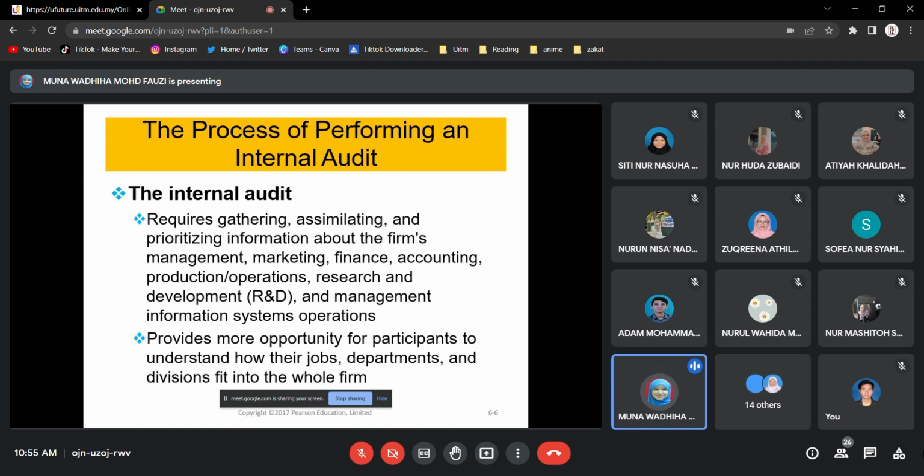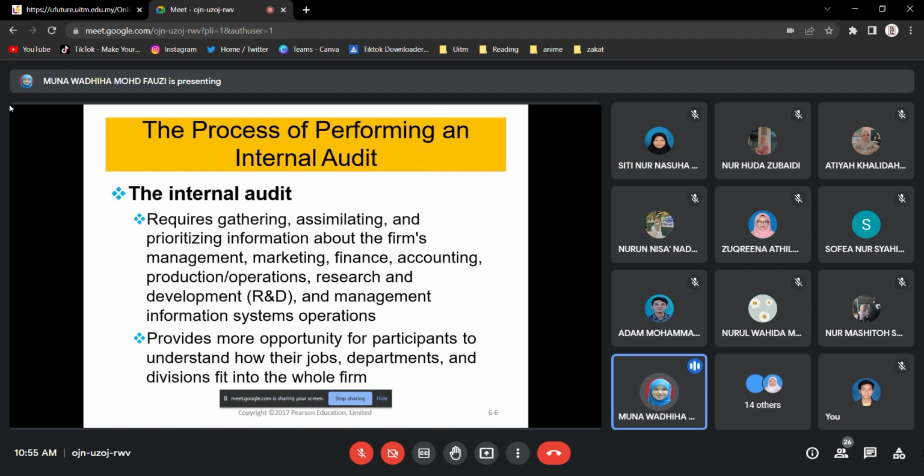It may focus more on the organization, firms, and business itself, right? How they are going to process, and it provides more opportunities to understand more about job departments and divisions, whether they can fit with the whole of the firm or organization.